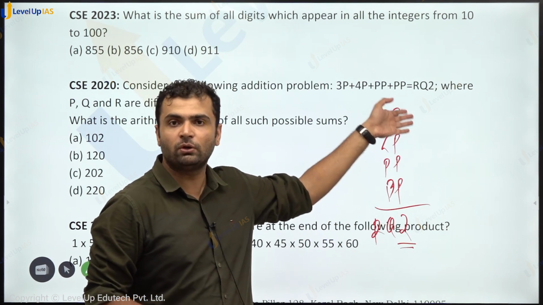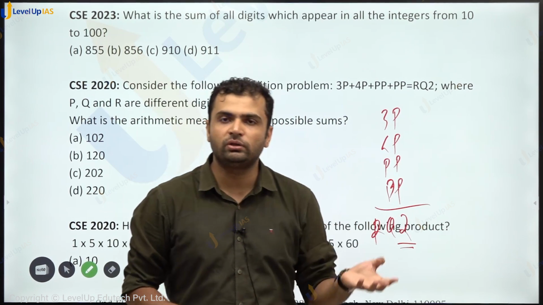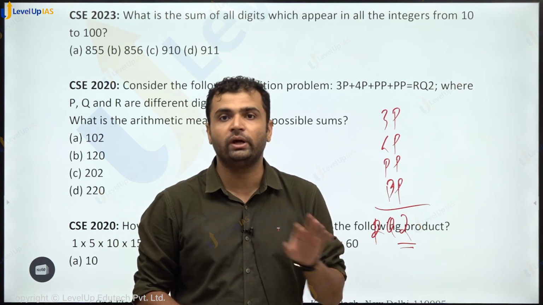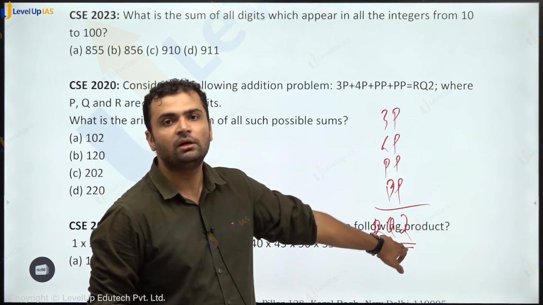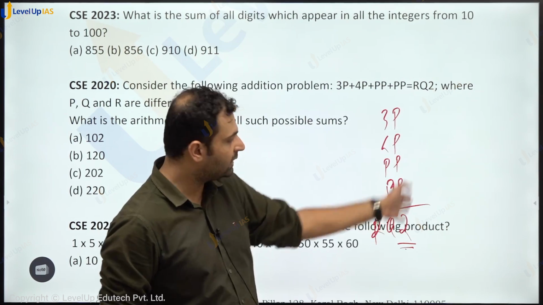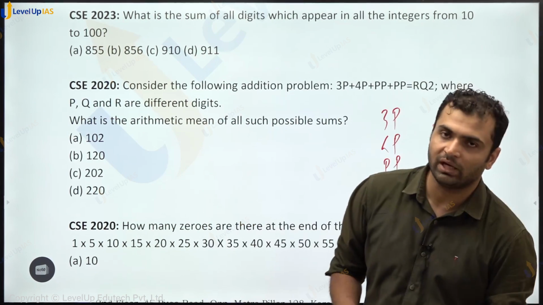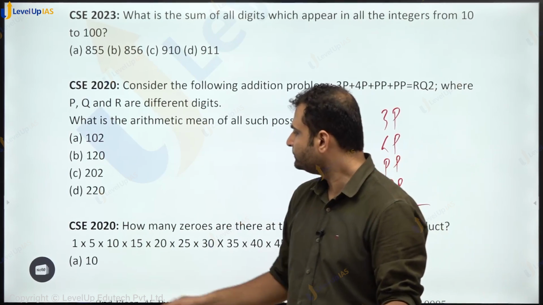So put p is equal to 3, find one sum. 4 into 4 is 16, no. 5 into 4, no. 6 into 4, no. 7 into 4, no. 8 into 4 is 32, yes. Put p is equal to 8, that is your second possible sum. Add those two, divide by 2, that is your arithmetic mean. As simple as that.